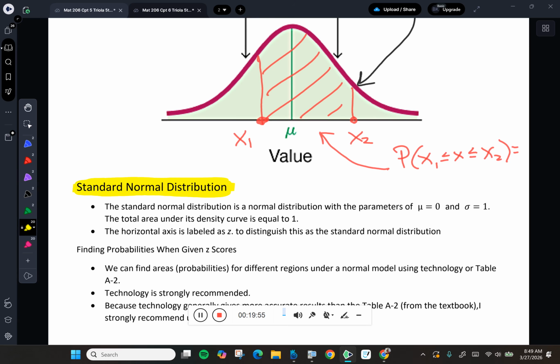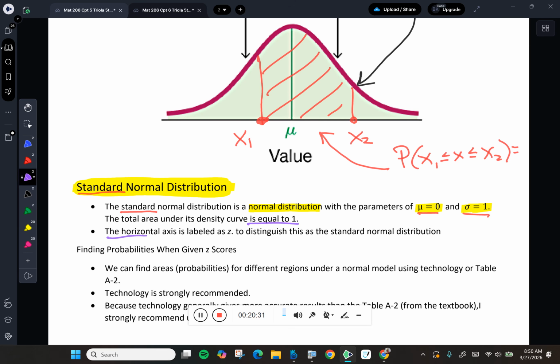The standard normal distribution is a normal distribution where the mean is 0 and the standard deviation is 1. The mean does not have to be 0. The standard deviation does not have to be 1 to be a normal distribution. But as soon as I see this modifier standard on there, I know that I'm dealing with the normal distribution where the mean is 0 and the standard deviation is 1. If those were any other values, it would not be a standard normal distribution. The area under the density curve is always equal to 1, so that's not a big deal.